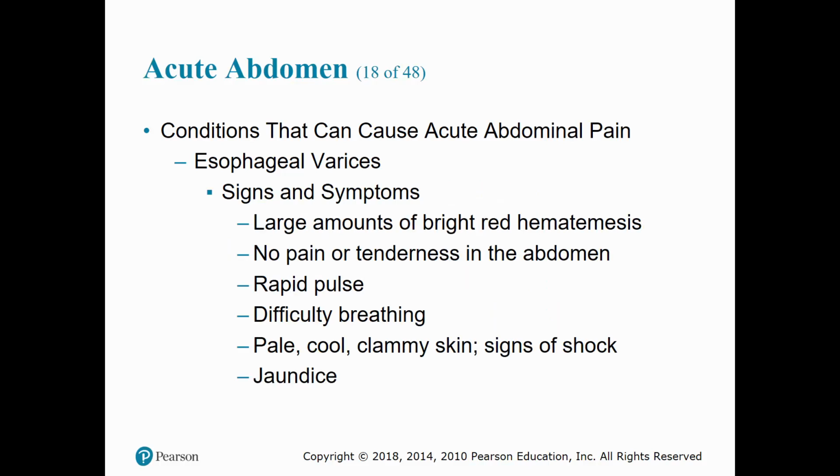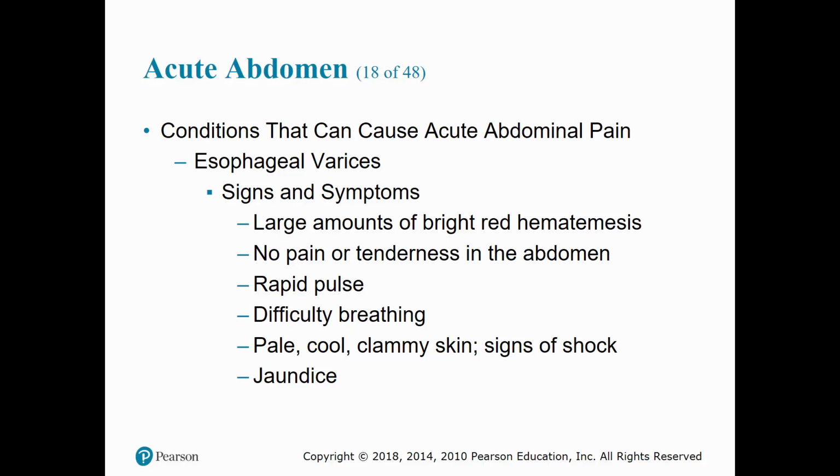Esophageal varices are characterized by large amounts of bright red hematemesis. So they're vomiting large amounts of bright red blood. No real pain or tenderness in the abdomen. Their pulse is rapid, tachycardic, and they have difficulty breathing. They have signs of shock, so they're pale, with cool, clammy skin, and jaundice. Like I said earlier, jaundice is yellowing of the skin or sclera of the eyes and can indicate liver disease.